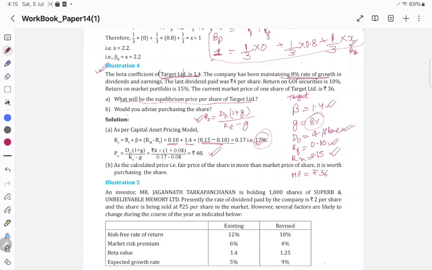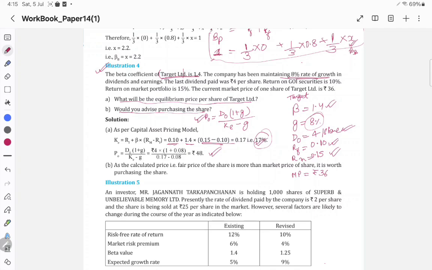Okay, the second part, would you advise to purchase the share? So this is a very crucial thing because people don't understand the concept behind it. So when will you purchase a thing? Suppose I'm asking you a question, when will you purchase something? When the price is lower. Okay, suppose there are two vendors. One is offering you a chocolate at rupees 10 and the other person is offering you the same chocolate at rupees 8. Whom will you prefer? You will prefer the person who is offering you the same chocolate at a lower price, right? So this is a basic concept of this.